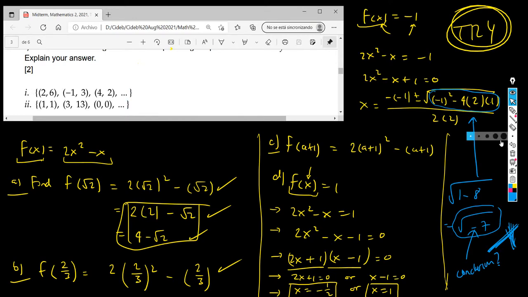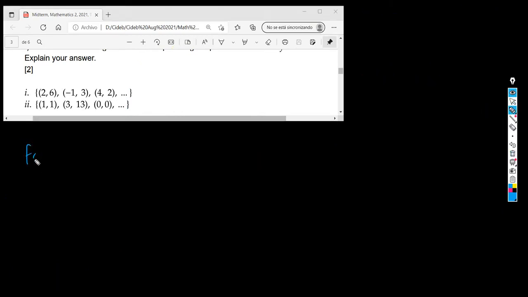Let me erase the whole thing and go back to my function. There you go. If you consider these inputs 2, -1, 4, and you evaluate the function at those inputs, for example, f of 2 is equal to this. That's going to be equal to 8. That's going to be 6. So for 2, I get 6. So this is a correct point.